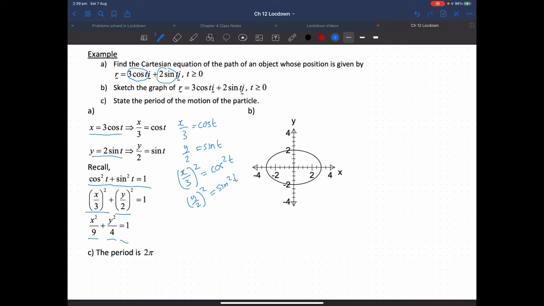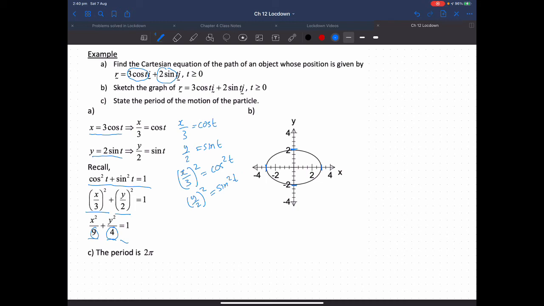I am now asked to sketch it. Now, this object is following an elliptical path. That is the equation of an ellipse. So the equation of the ellipse, I can see the bottom line underneath the x squared is 9. So square root of 9 is 3. So it's going to have x-intercepts at plus 3, minus 3. I can see the y squared part is over 4. Square root of 4 is 2. So it's going to have y-intercepts at plus 2 and minus 2.